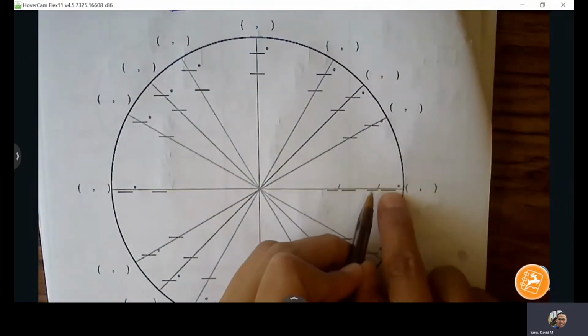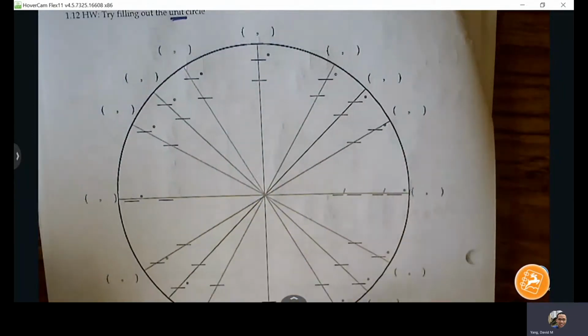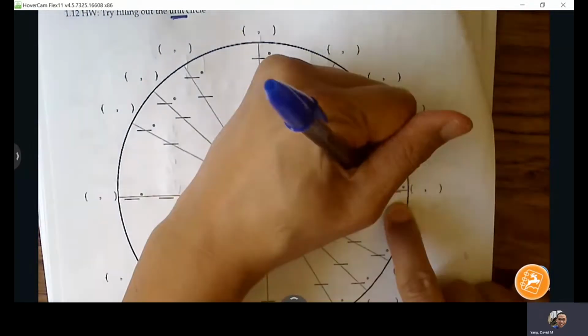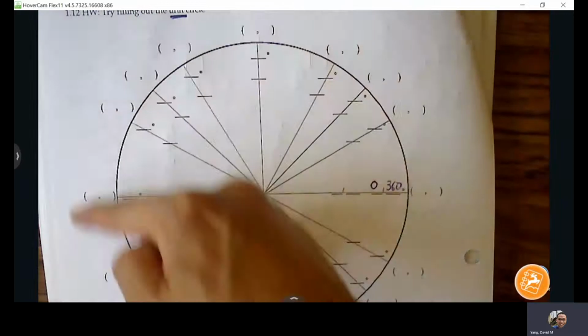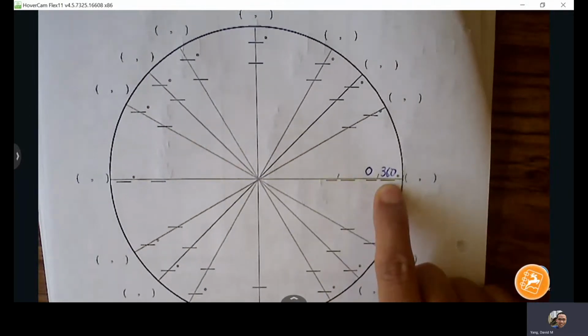Okay, so here you see that little degree notation along the outer circle. Slightly inside the circle, we're going to put all the degrees. So we'll start with 0 and 360. We know that 0 degrees or 360 is just a full rotation around the circle, but it's going to end up in the same place.